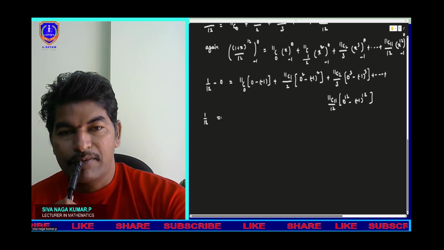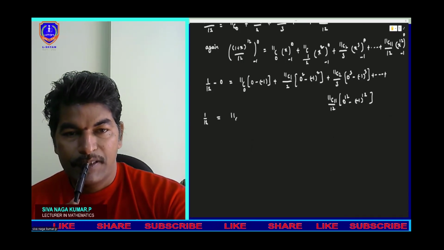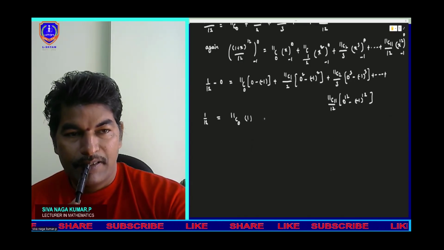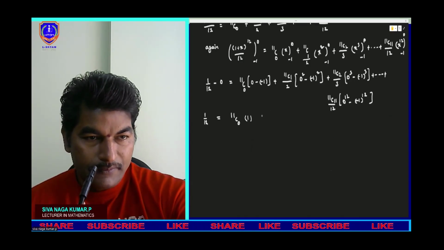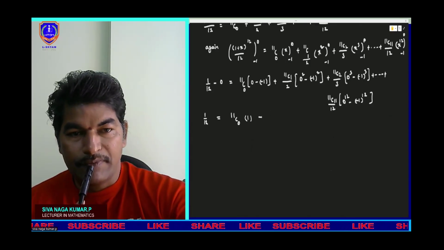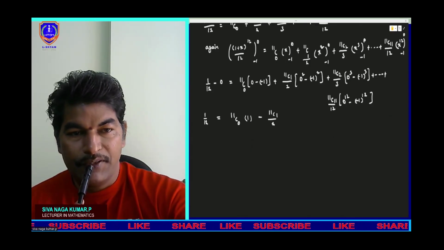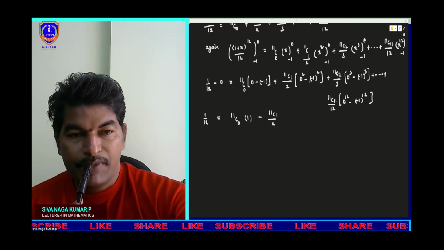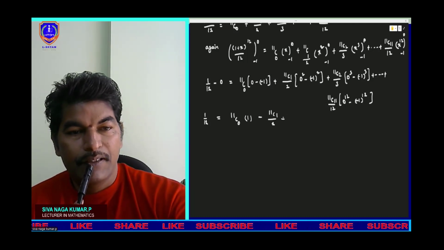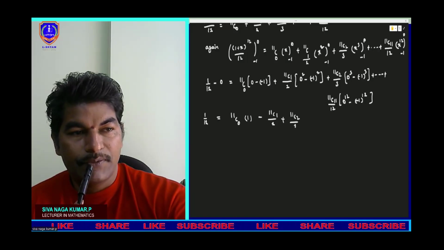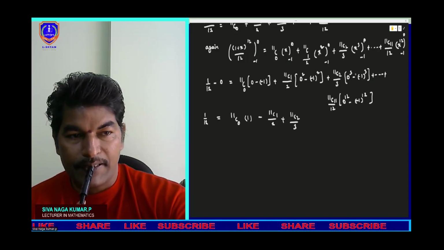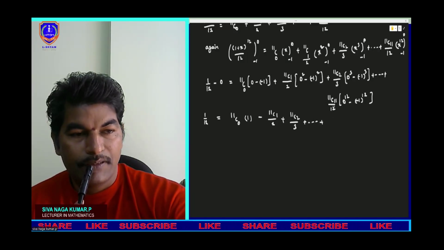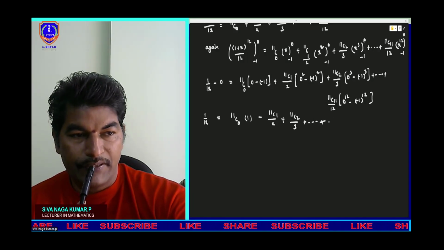So 1 by 12 equal to 11C0. This is 1. But this one is minus 1. Okay. Minus 11C1 by 2. You can do the calculation here. Understood? Plus 11C2 by 3. It will be a plus. And so on. Since it is 11C11, it should be negative.